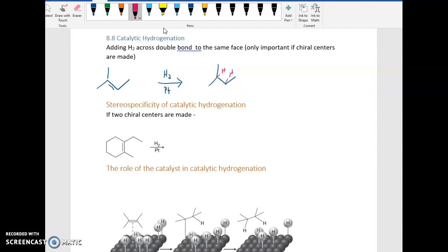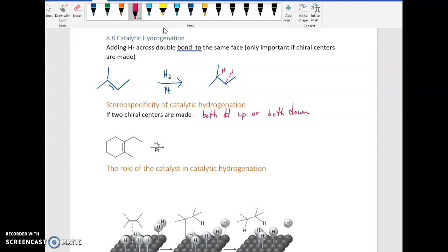The nice thing is we don't have to worry about whether it's Markovnikov or anti-Markovnikov because we're adding two identical atoms. We do still have to worry about some stereospecificity. If two chiral centers are made, both protons will be up, or both will be down.